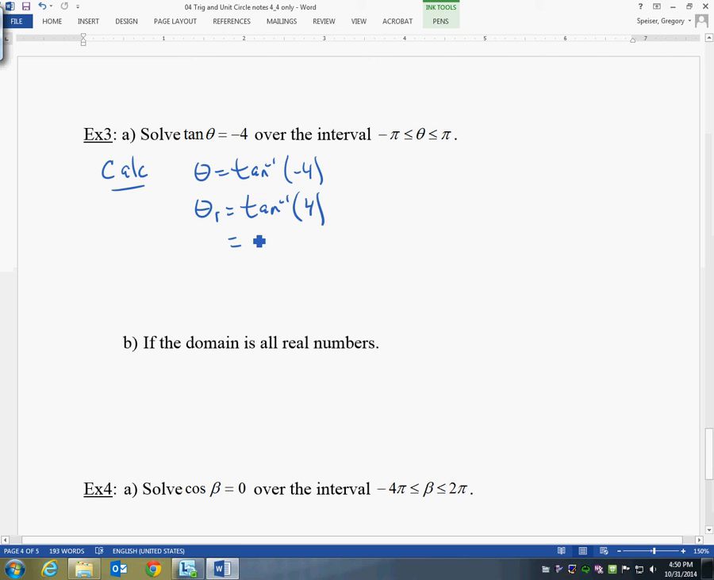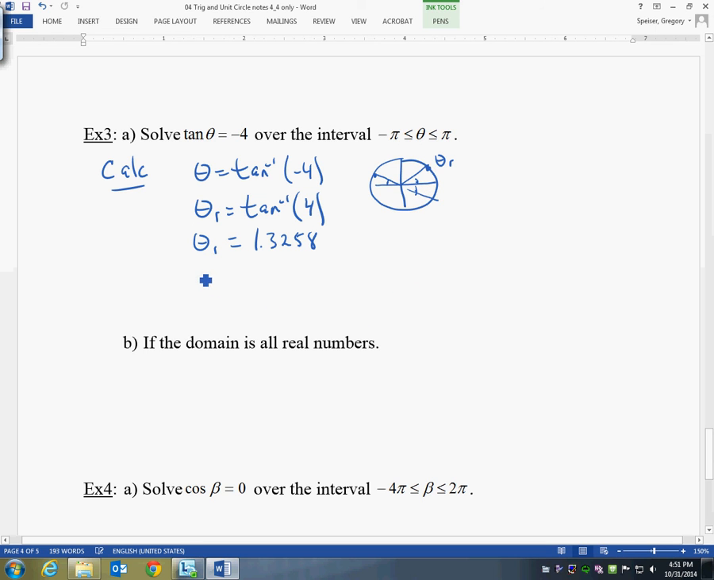I think I get theta r is going to be equal to 1.3258 in my calculator. So what does that look like? My reference angle is in the first quadrant, somewhere over here. So here is my reference angle, and that is 1.3258 over there. I want to find out, though, when is tan negative? Tan's negative in the second quadrant and in the fourth quadrant. So this angle here is going to be the same as that angle and that angle.